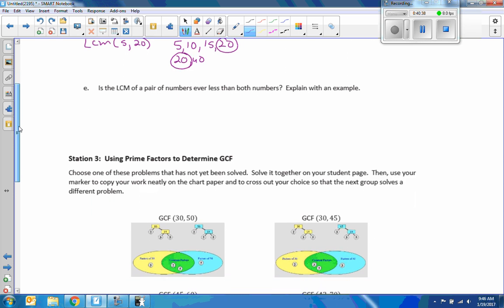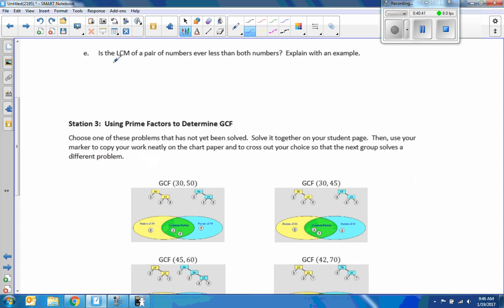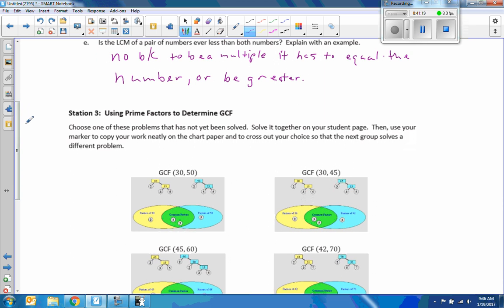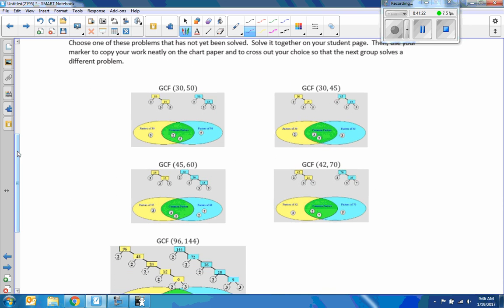Okay? Is the LCM of a pair of numbers ever less than both numbers? No. Because to be a multiple, it has to equal a number or be greater. You cannot have a multiple less than the number 5, 10, 15, 20. I can't get a number less than 5. It's impossible. Multiples mean 5 times 1, 5 times 2, 5 times 3. We're not going to get a number less than 5 when we do that.